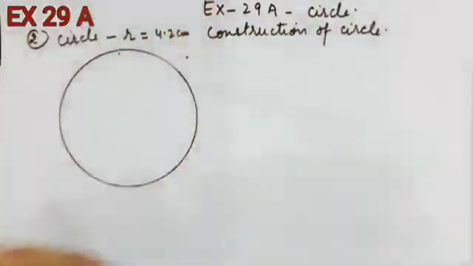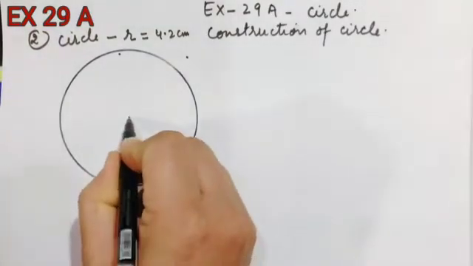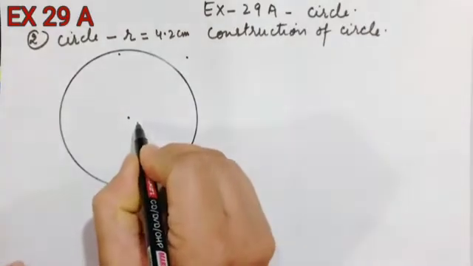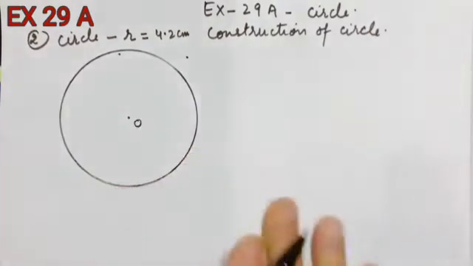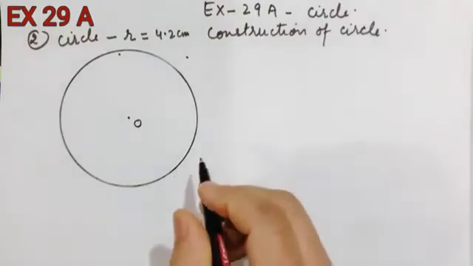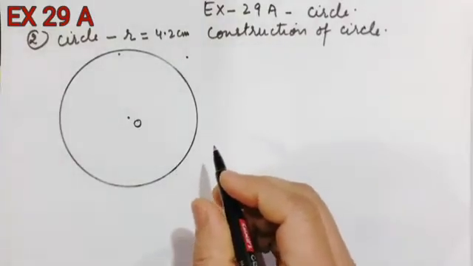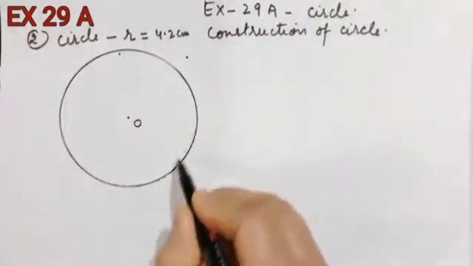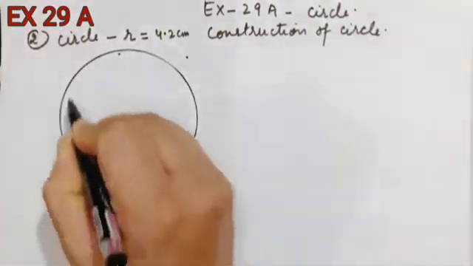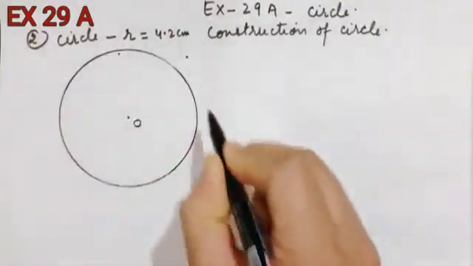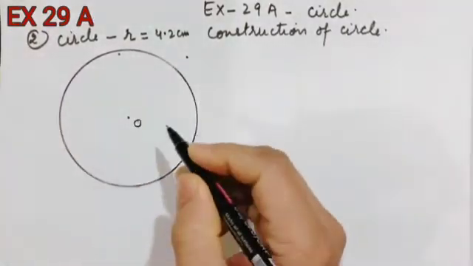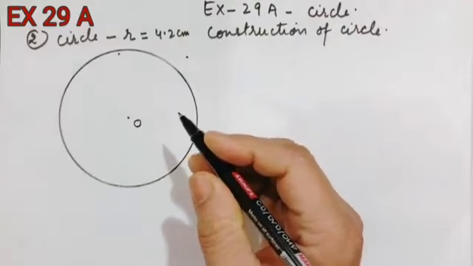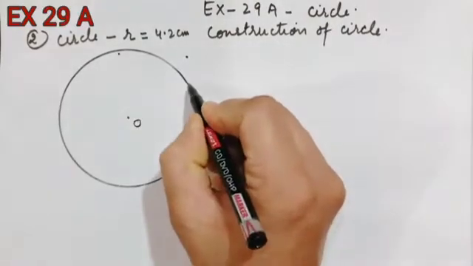So this is my 4.2 centimeter. And what are they saying? They are saying that this particular center should be marked as O. So I have marked it as O. No issue, no problem. So take a point on the circumference. This circle that you see is actually the circumference of the circle, or we also call it the perimeter of the circle.